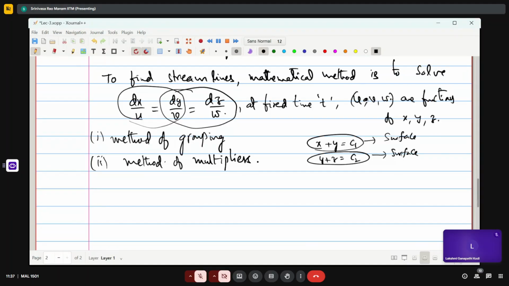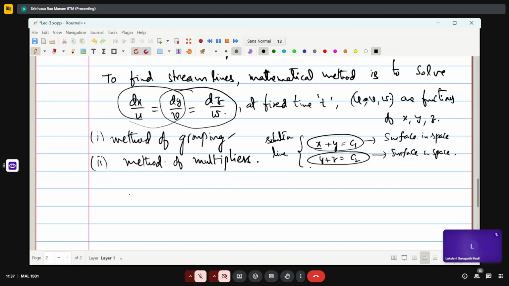It's surfaces in space. So two surfaces cut in space, basically in lines, right? So those are your x of t, y of t, z of t. Put them together, and together it basically represents a line, a solution line. Those are actually your streamlines. So method of grouping is to look at each group and try to do it.